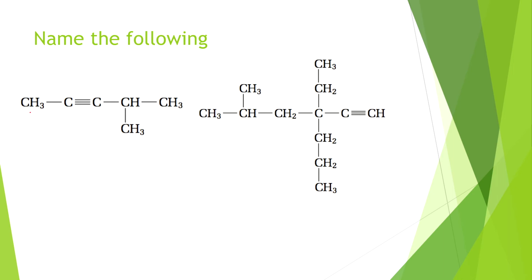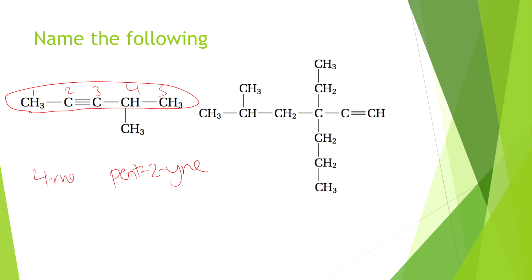First, let's identify the main chain. This should be the main chain. And now let's number the carbons so that the triple bond carbon number is reduced. So I can infer that numbering from left to right shouldn't reduce the triple bond number. So 1, 2, 3, 4, 5. So then we can identify the main chain as pent-2-yne. And now on the fourth carbon, we see that there's a methyl attached. So it would be 4-methylpent-2-yne.